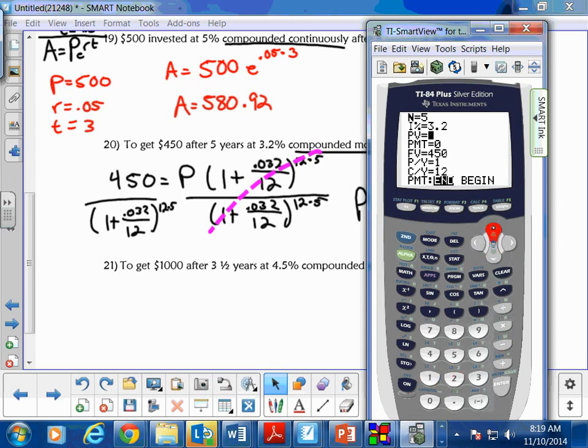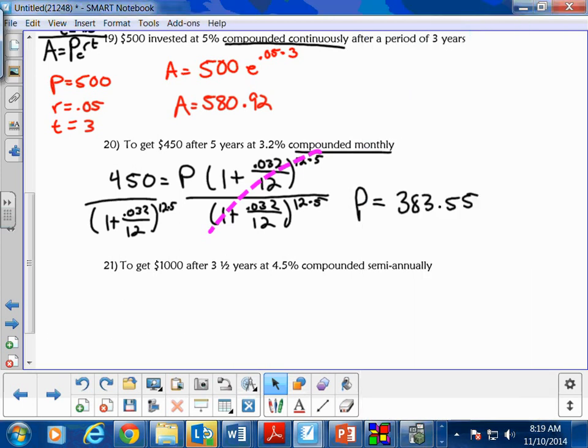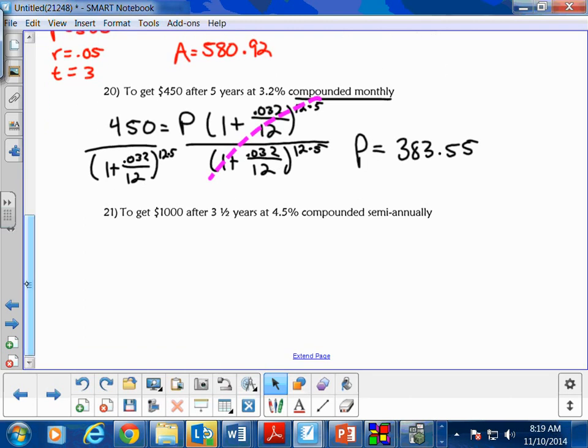So we go back up to where it says PMT, hit alpha, enter, and, oh sorry, not PMT, PV. So let's put that back to 0. PV, alpha, enter, and there you go. Negative 383.54. Remember, it's going to give it to you as a negative number because anytime you're investing, it's money out of your pocket. So 383.55, so it's the same thing. Now let's talk about question 21. Question 21 means you want to get $1,000 after 3.5 years.